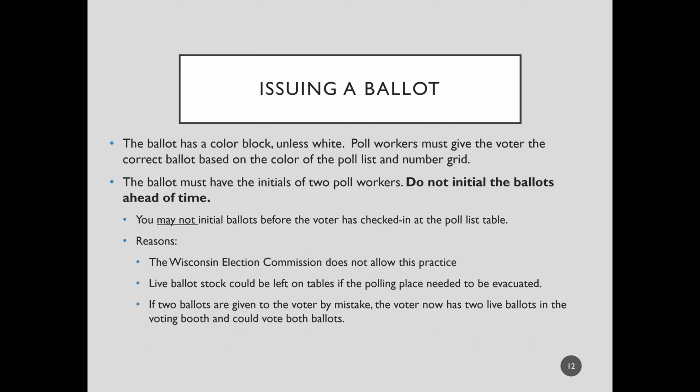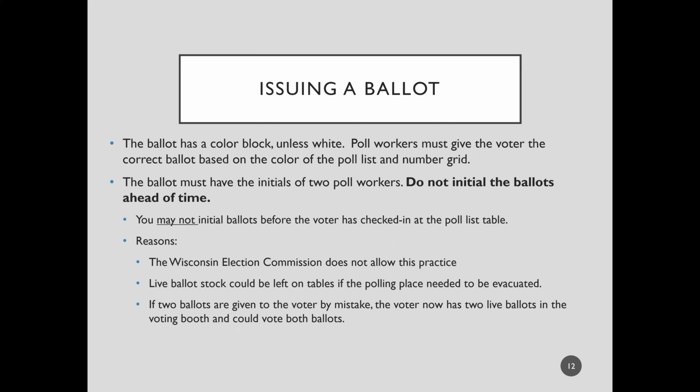Issuing a ballot. The ballot has a color block unless white. The poll workers must give the voter the correct color block based on the color of the poll list and number grid. Your poll list should match your color ballots, and so should the number grid. The only reason it would not match is if you have a split ward, where you have 2 colored ballots and 1 poll book. The ballot must have 2 initials on it from the poll workers. Please do not initial ballots ahead of time. You may not initial ballots before the voter has checked in at the poll list table.